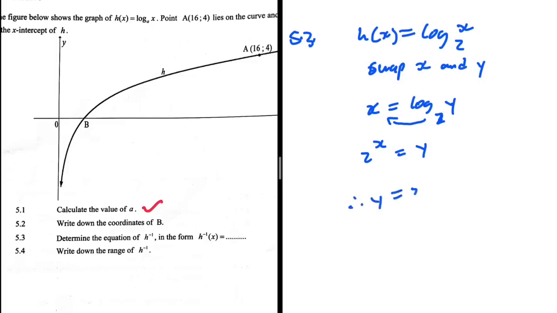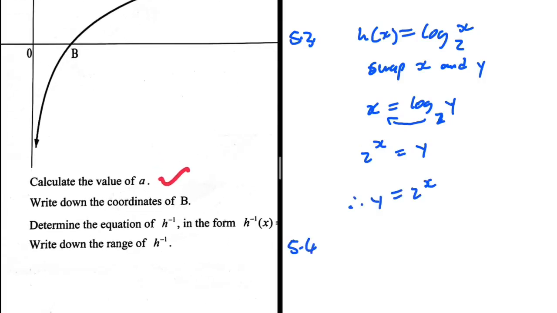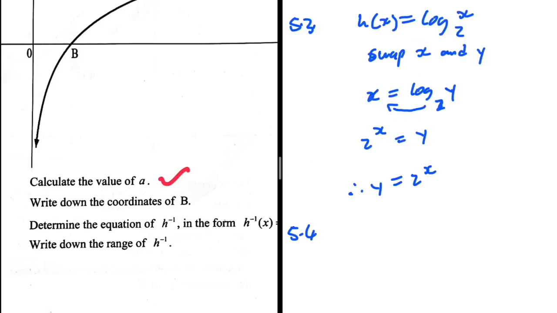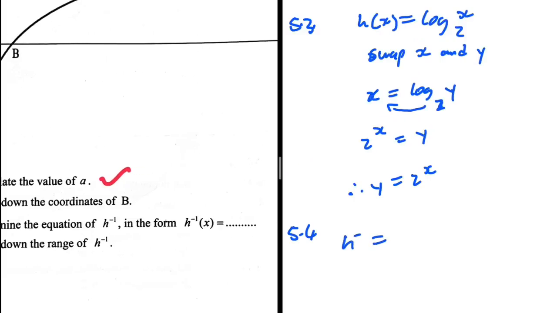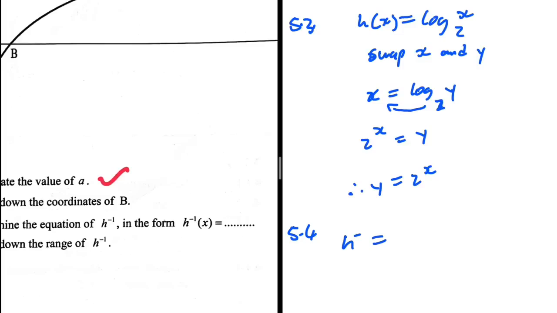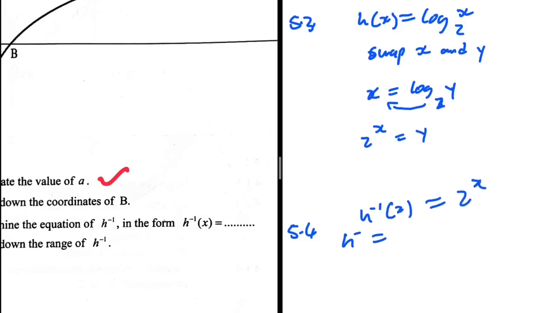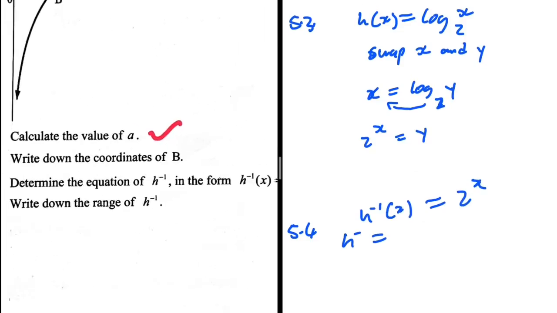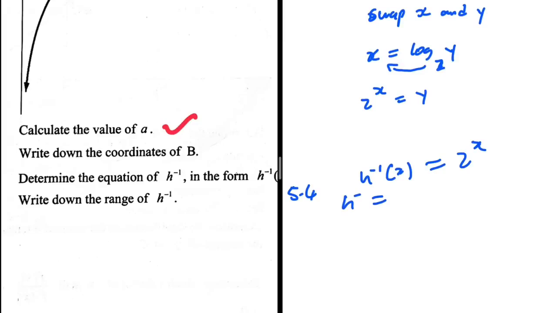y is equals to 2 to the power x. 5.4, write down the range of H inverse. Okay, so the question in 5.3 said that we must write it in the form H inverse of x. So H inverse of x is equals to 2 to the x. I almost forgot that. Well, not really forget, I didn't see it, I just solved the question. H inverse is equals to 2 to the x, obviously, and we're supposed to determine the range.